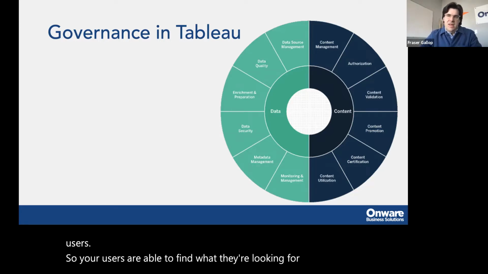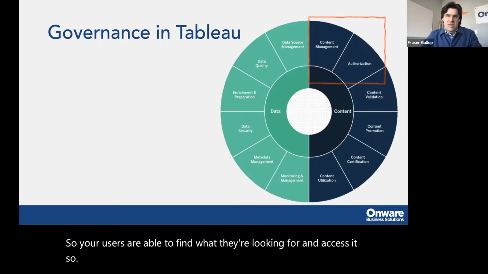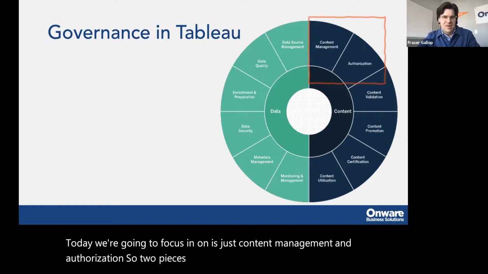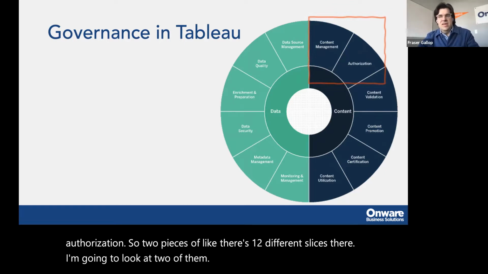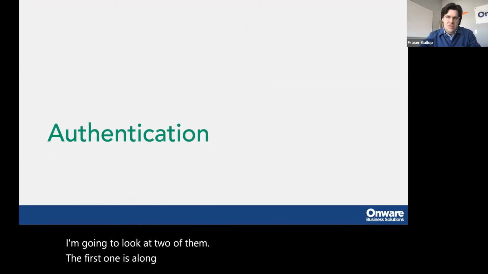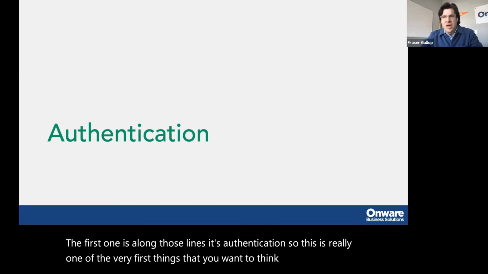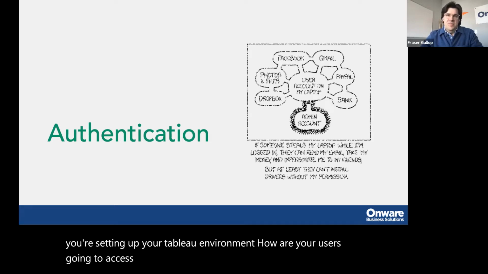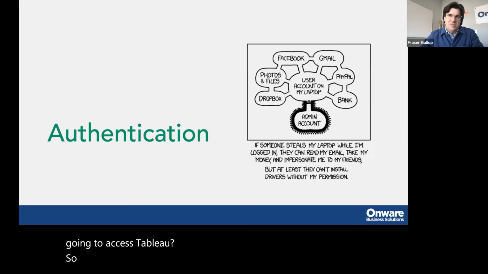Today, what we're going to focus in on is content management and authorization. There are 12 different slices there, and I'm going to look at two of them. The first one is authentication. This is really one of the very first things that you want to think about when you're setting up your Tableau environment. How are your users going to access Tableau? Typically it's a username and password.